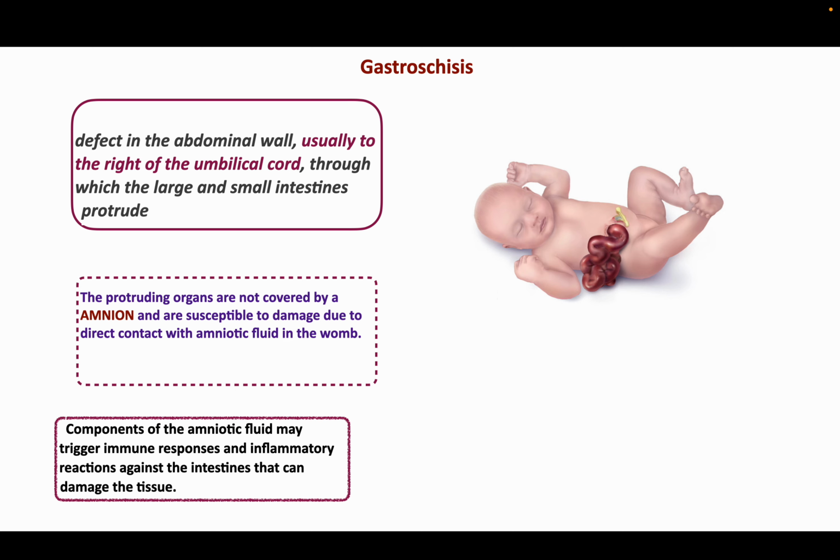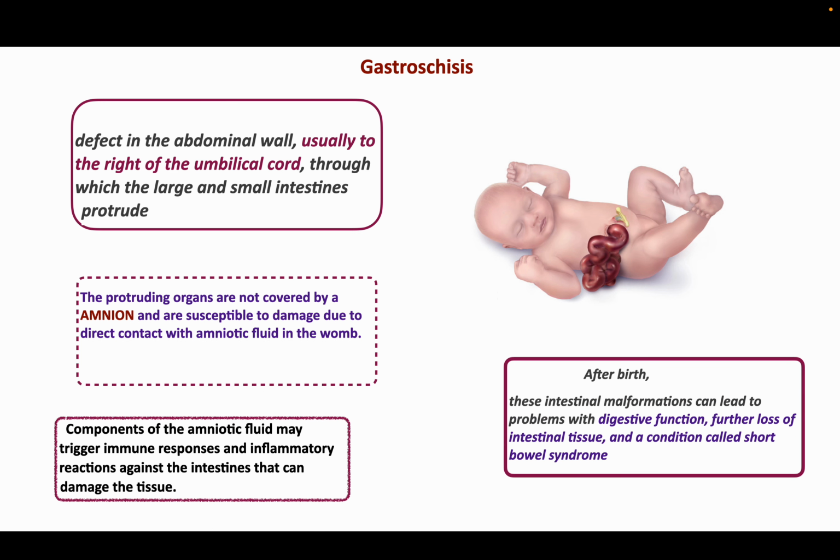So what happens next? Some pathological process starts. The components of the amniotic fluid may trigger immune responses and inflammatory reactions against the intestine that can damage the tissue. After birth, what is seen? These intestinal malformations can lead to problems with digestive functions, further loss of intestinal tissue, and a condition called short bowel syndrome.